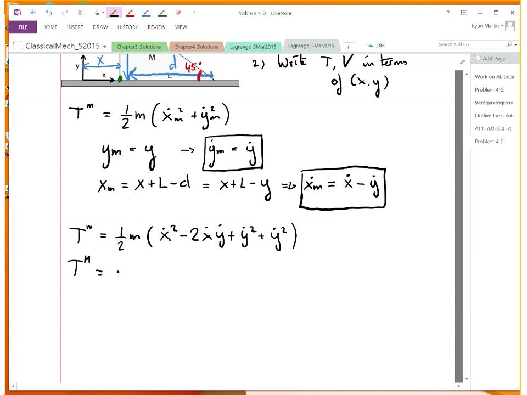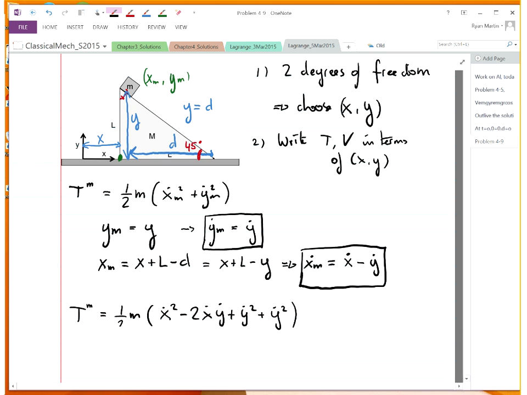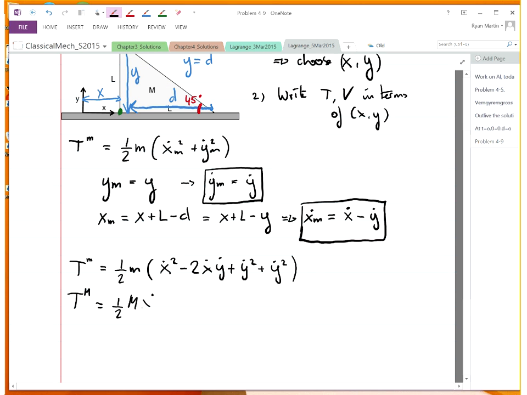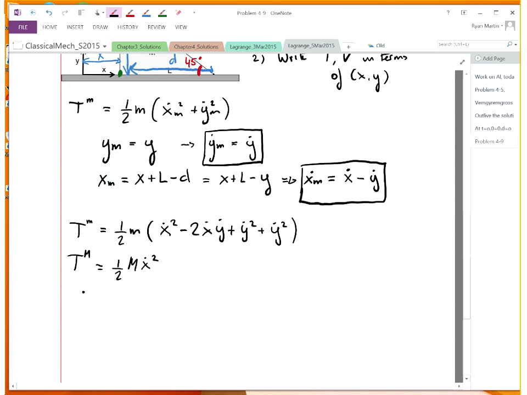Kinetic energy of the big block, T superscript capital M, is going to be a half M x dot squared. Now the big block is not moving in the y direction, and the X position of the big block is our generalized coordinate. So it's already in terms of what we want.